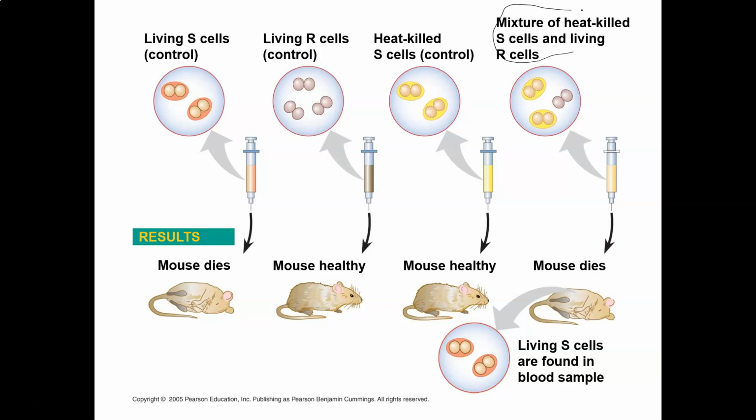But then this was the pivotal part of it. Then he mixed the heat killed S cells with the living R cells, injected the mice, and they died. So this is where this idea of the transforming principle came from. Even though the smooth pathogenic cells were dead, something in them was passed to the rough cells to allow them to become pathogenic themselves.